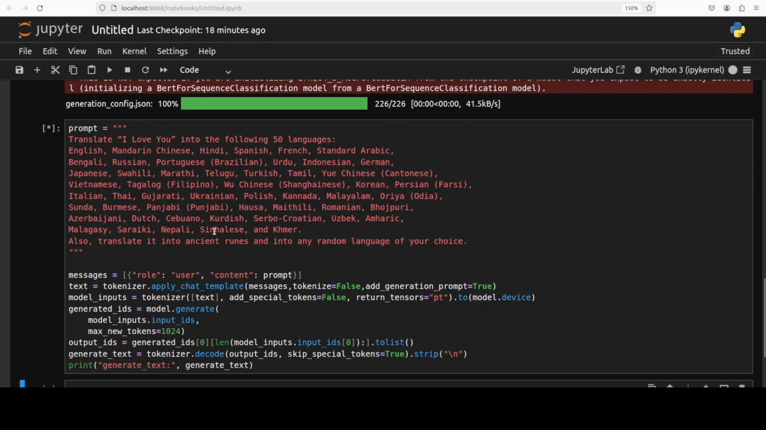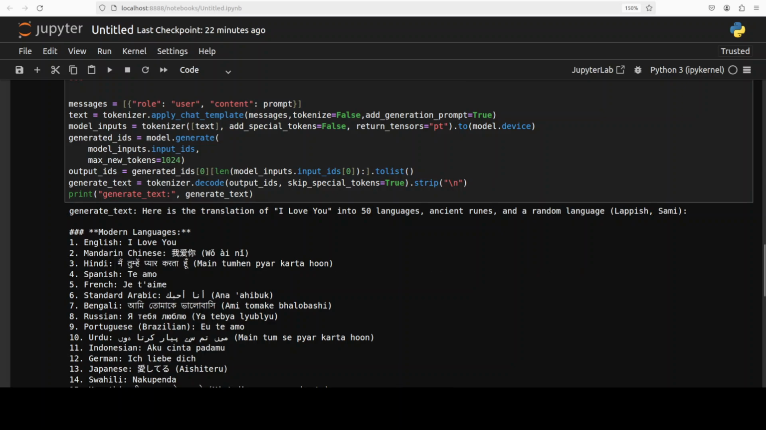And if you are a native speaker of that language, please also confirm in the comments what you think about the answer. Okay, so it has given us a response. Let's check how multilingual it is.